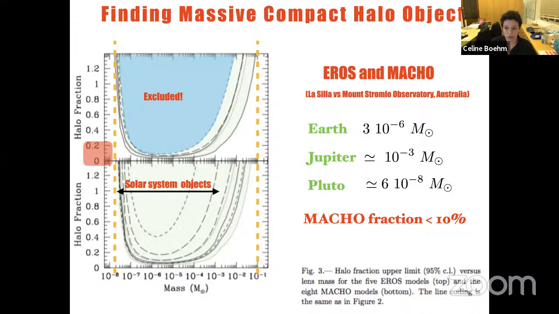Just to give you an order of magnitude, Earth is 3 times 10 to minus 6 solar mass. So it is essentially a MACHO, a massive compact halo object. And Jupiter 10 to minus 3, same, and Pluto 10 to minus 8, just at the border. So those objects are potential candidates. So you could say, well, there are planets we don't see. So maybe not stars, but maybe there are planets we cannot see. But again, if they are, they're less than 10%.